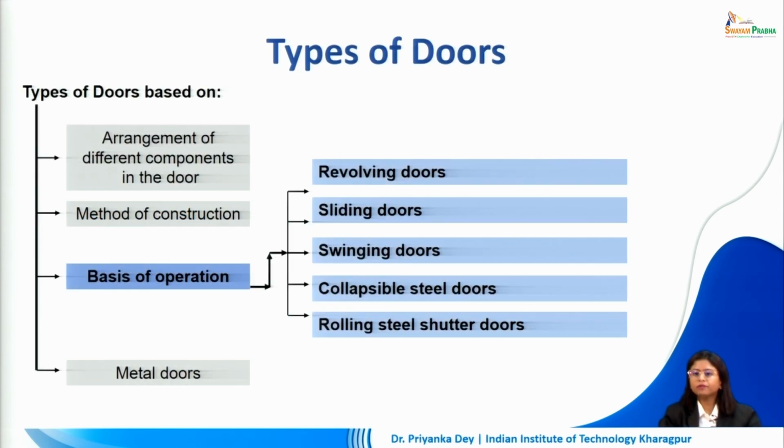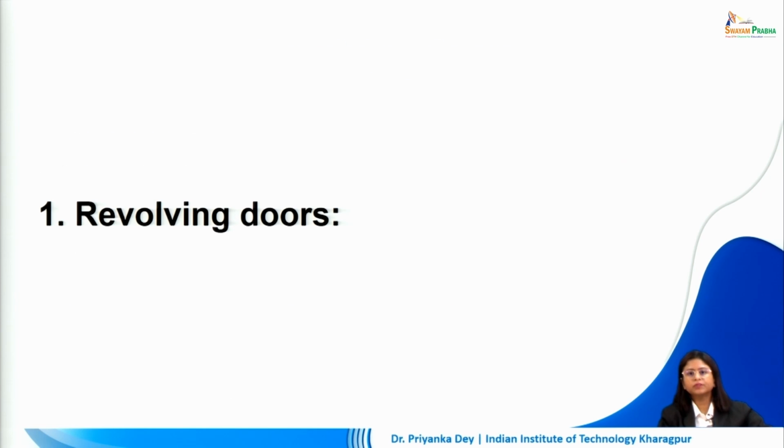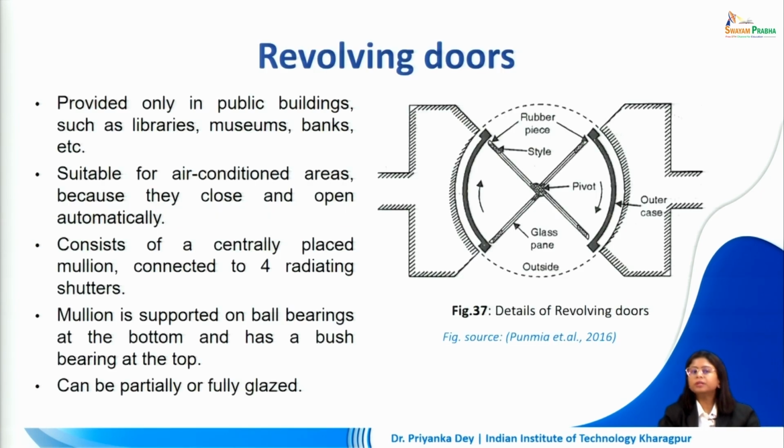Based on the operation of the door, we can have revolving, sliding, swinging, collapsible and rolling steel doors. The first type, revolving doors, are normally provided in public buildings such as libraries, museums, banks, etc. And it's suitable for air conditioned areas because they automatically close or open. So it's running around in a circle along a pivot. So it will close on its own. As a result, we can use it in lobbies of hotels or other centrally air conditioned spaces.